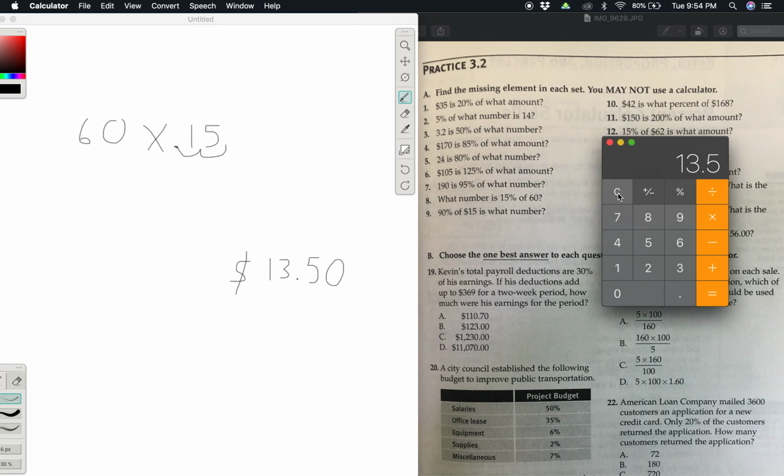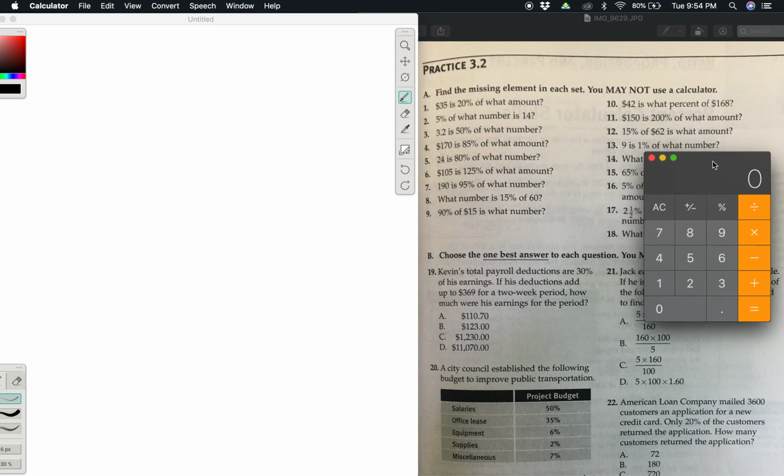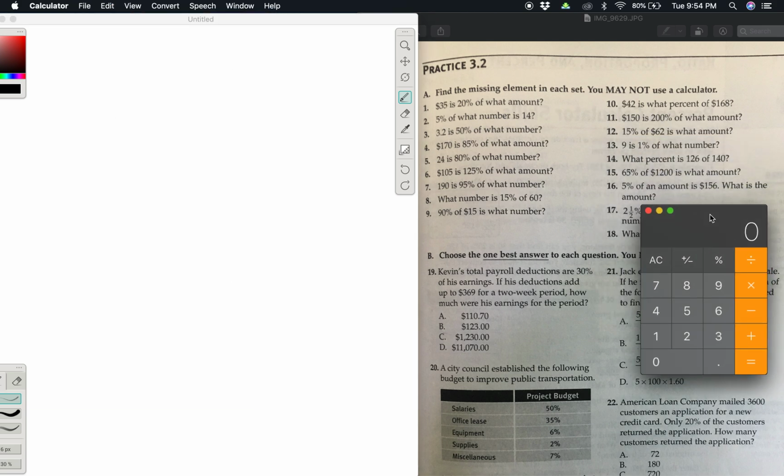Okay, so let me clear this canvas. I didn't say cannabis, I said canvas.